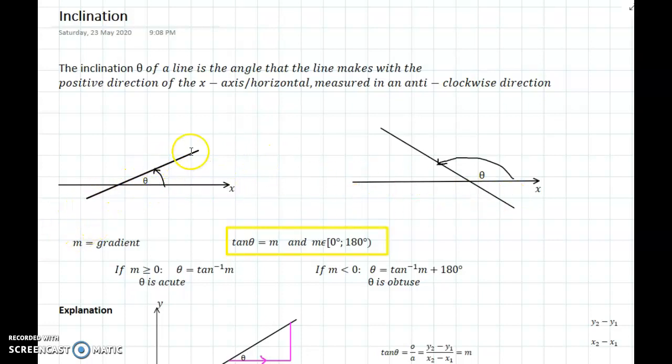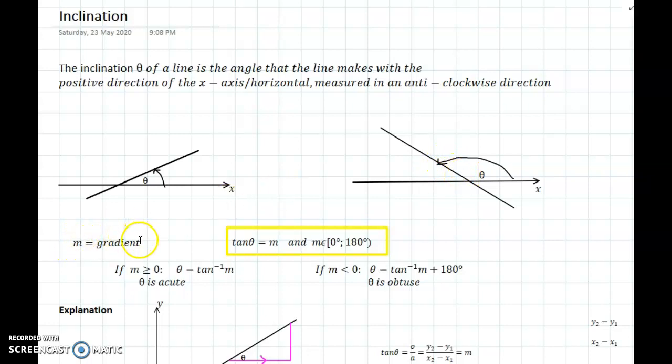Our gradient is positive here. Note the angle is acute. Here we have a line and the gradient of this line is negative, and note that the angle is greater than 90 but less than 180. So here we have an obtuse angle. This is called the inclination of the line, this angle. And normally it's referred to as theta, but it can actually have any letter there. But in our explanations you will see we refer to it as theta.